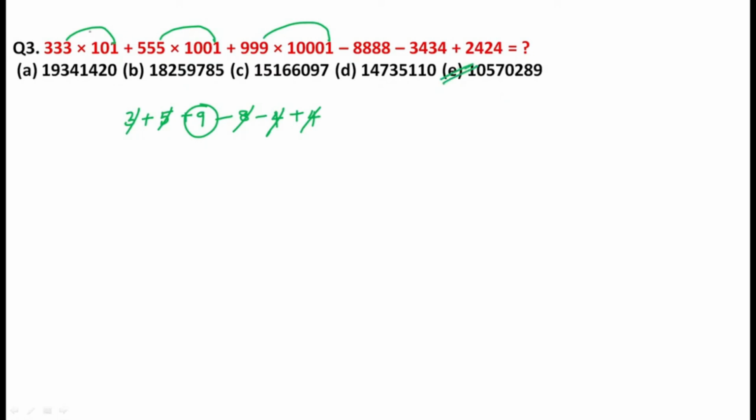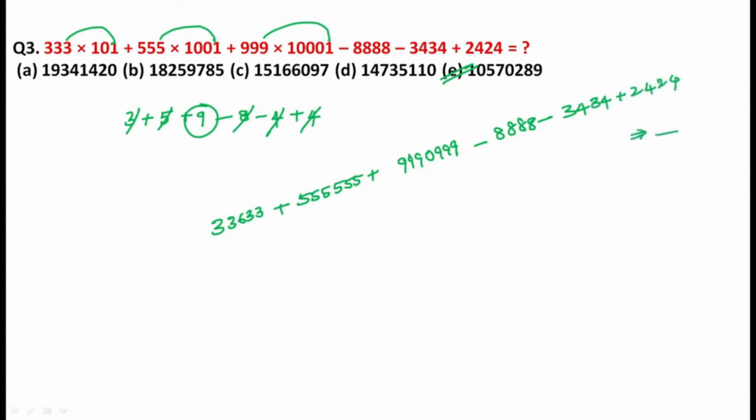Otherwise, if you want the calculation, 333 into 101 means now the value becomes 33,633. Now 555 into 1001 means we have 6 fives here. The same with 999 into 1001. Now the value becomes 999 and you can subtract it, 8,888, you can subtract it, 3,434 plus 2,424. Now you can get the resultant. Otherwise, just apply the units place concept. Now you can get the direct answer. It's a 9, guys. Next one.